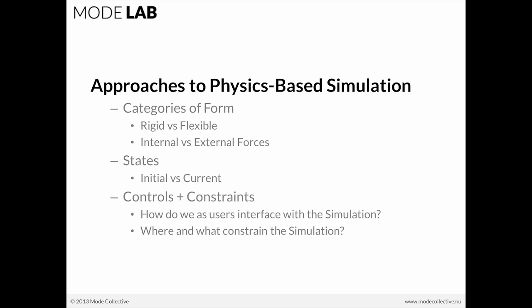So some of the key things that we want to be talking about today are the categories of the forms produced. Are they rigid or flexible? How are they dealing with forces? So what's going on with the internal forces within that shape, or the external forces? Are we applying any external forces? We'll also be talking about the states of our shapes, right? Are they at the initial or rest state, or are they at the current state, or have they reached equilibrium?